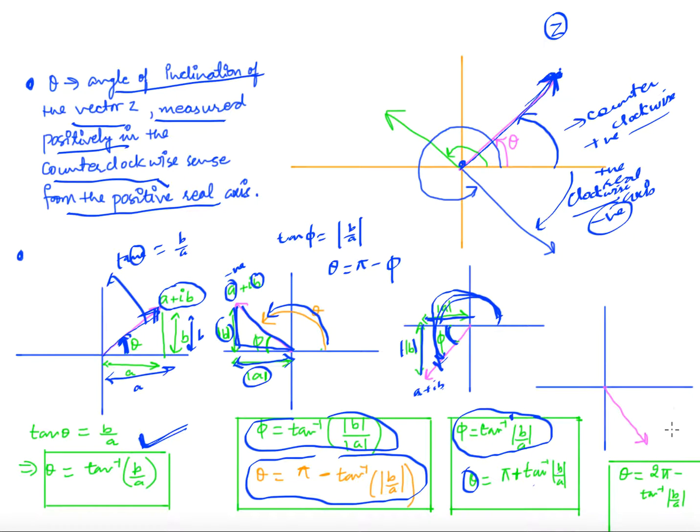And similarly, you can have your complex number in the fourth quadrant. Again, this length will be your modulus of b and this length will be your modulus of a, and your phi will be tan inverse of modulus of b upon a, and your angle required is you need this angle, right? So this is basically 2 pi whole angle minus phi. So your theta will be 2 pi minus tan inverse of modulus of b upon a. So this is how you can compute your angle theta, right?